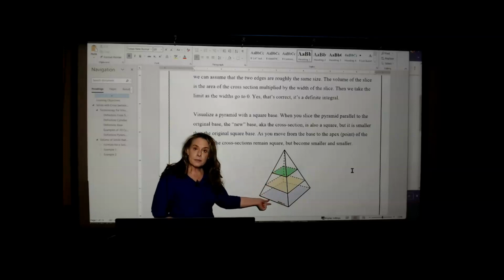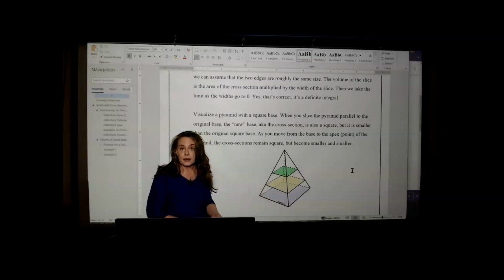So I approximate by making slices where both sides are squares of the same size, and I find the area of the square and multiply by the differential, which in this case would be dy. That gives me the volume of one slice, and then I add up the other slices.